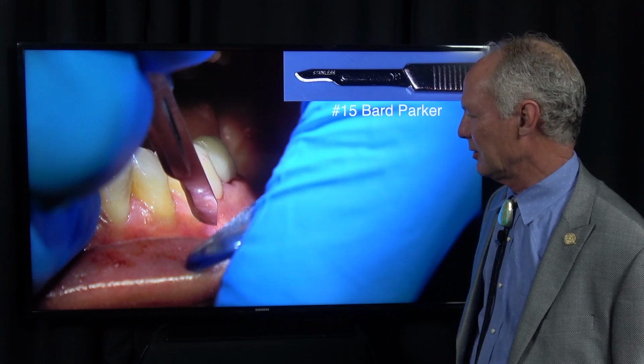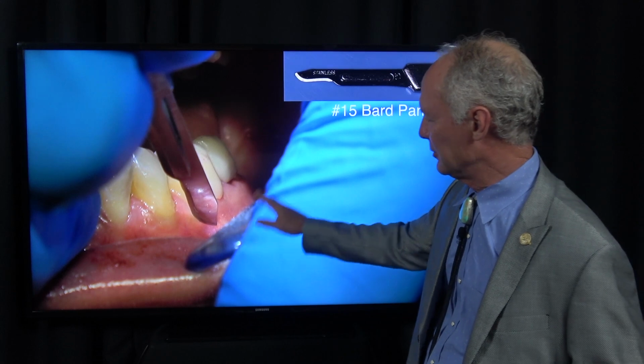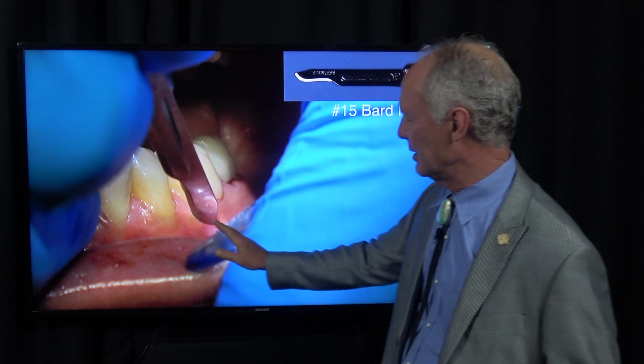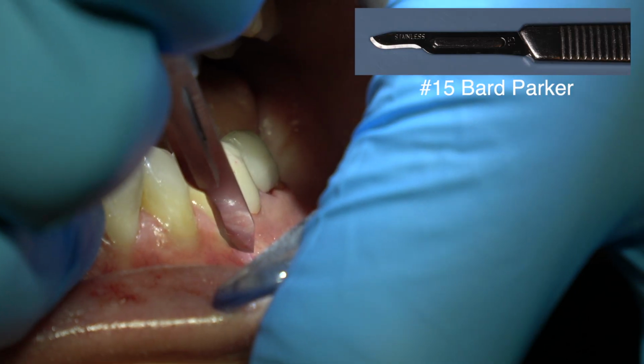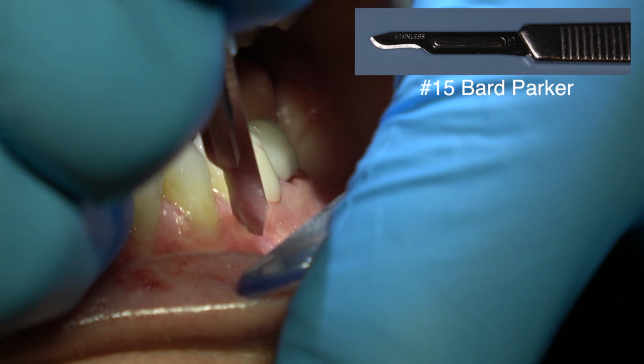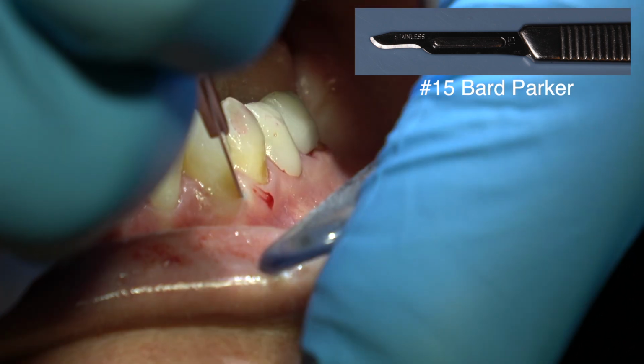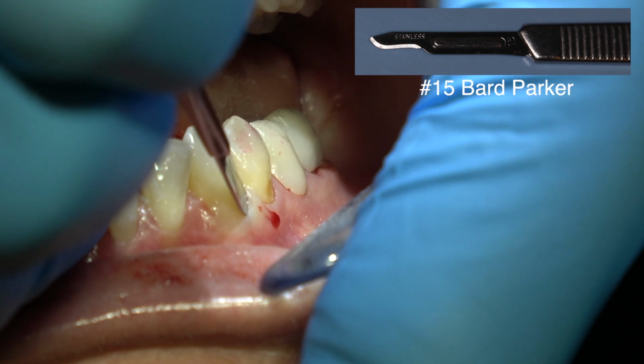This patient had orthodontic treatment, and I think the lower teeth were moved facially, and sometimes that possibly could affect the attached gingiva. This tissue is very thin, very friable. So I'm going to make my incision with this 15 Bard-Parker, really thin tissue.